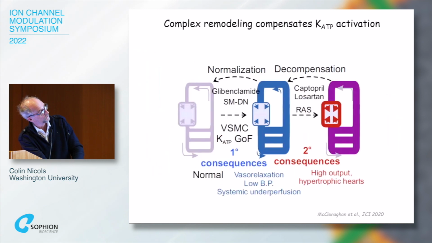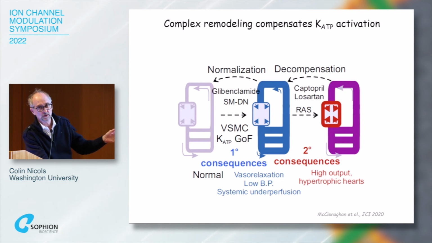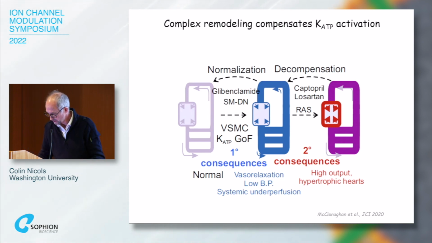But instead, what we would ideally want to do is block the primary problem, of course, block the overactive KATP channels. And so instead of coming back from a compensated state to a decompensated state, we should actually normalize it. So we've shown that, and I don't have the data, but Connor showed with smooth muscle directed dominant negative knockdown of the channels that you could reverse everything, reverse the heart size, maintain blood pressure. But I'll show you the data that we got with glibenclamide, which is the sulfonylurea blocker.